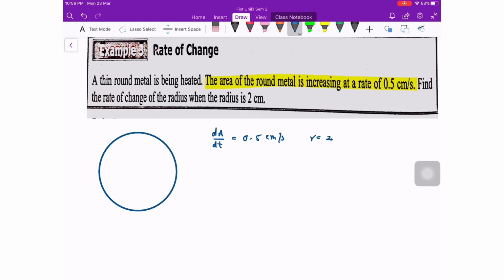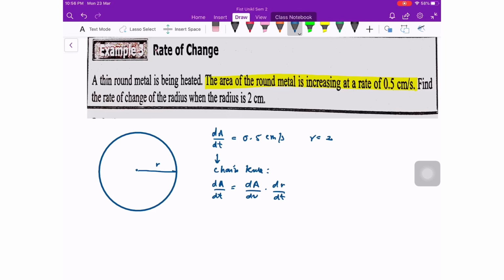Now we need to know the rate of change of the radius. So let's say this is the radius that we're looking for. When this object is heated, it expands, so the radius will be changing as well. So we want to get dr over dt here. Again, we are going to use the chain rule of dA over dt. I will write dA over dt equals dA over dr times dr over dt. So what we are looking for is dr over dt.